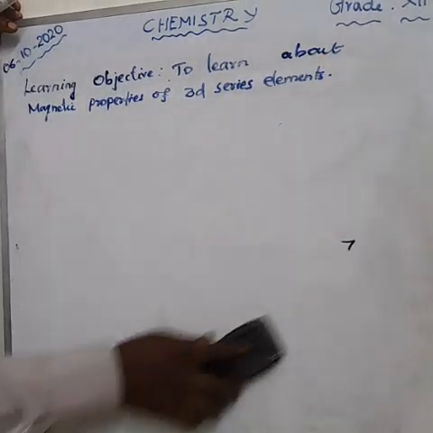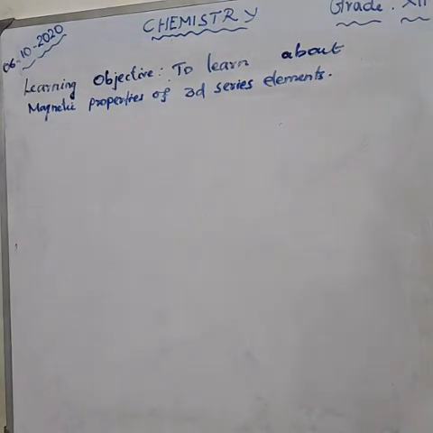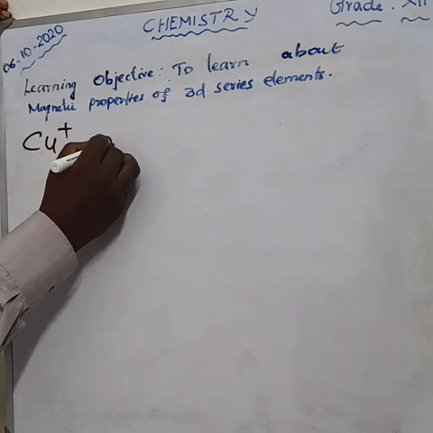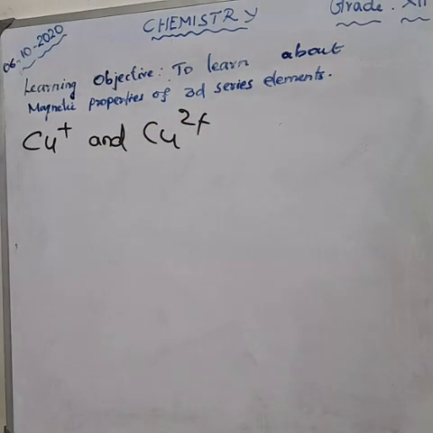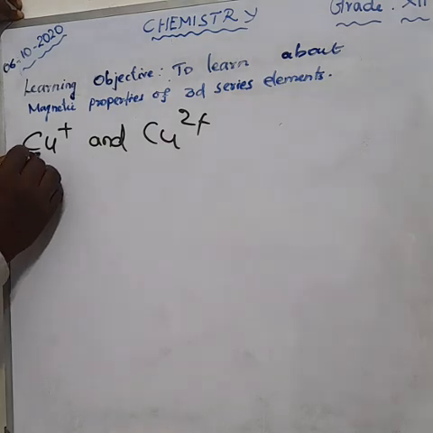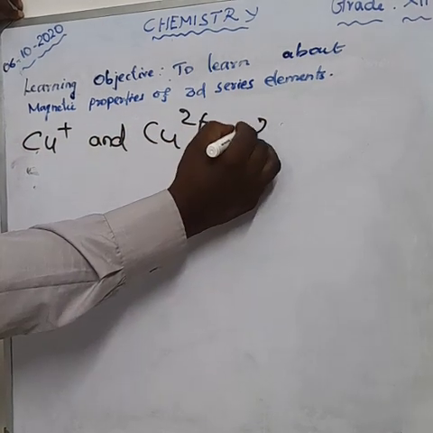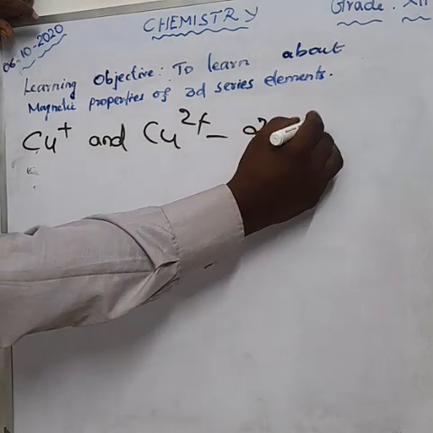Copper has 2 ions, that is Cu+ and Cu2+ ions. These are the 2 ions of copper. How will you write the configuration of Cu2+? First of all, write the electronic configuration of copper. The atomic number of copper is 29. What is the electronic configuration?